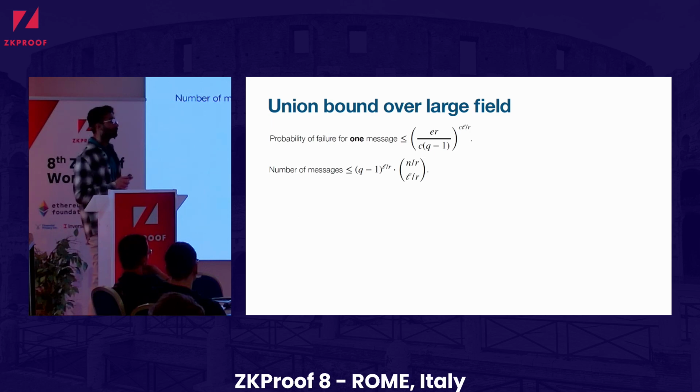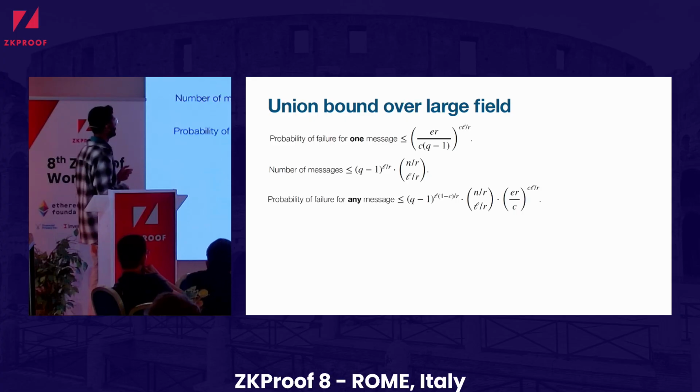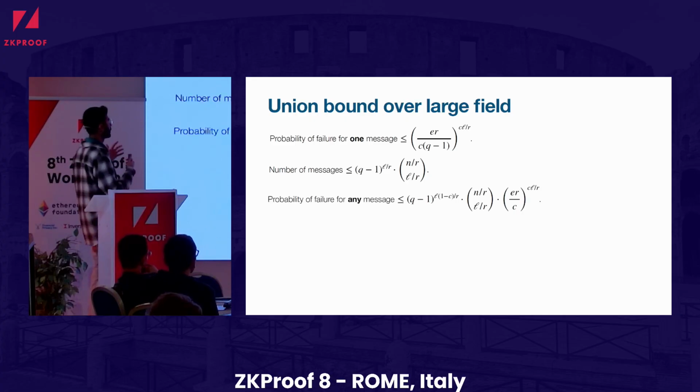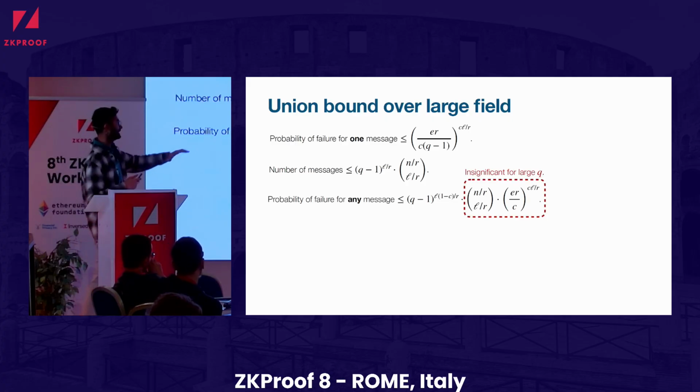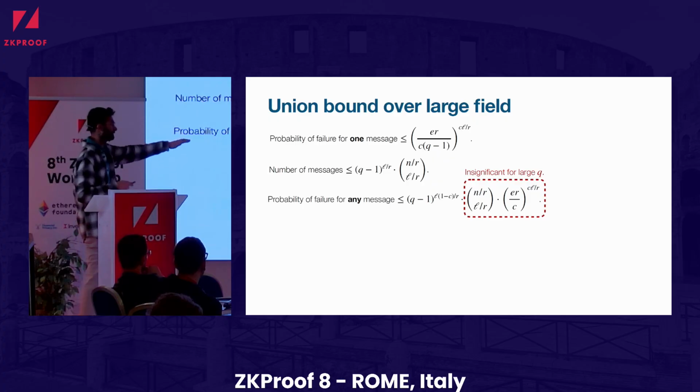I'm just going to walk over the union bound argument very quickly, which is that we have the failure from one message, looks like that. The number of messages looks like that. You just multiply them together to apply the union bound, and you get that the probability of failure for any message is their product. This remaining stuff that is not a function of Q is completely insignificant if Q becomes large enough.